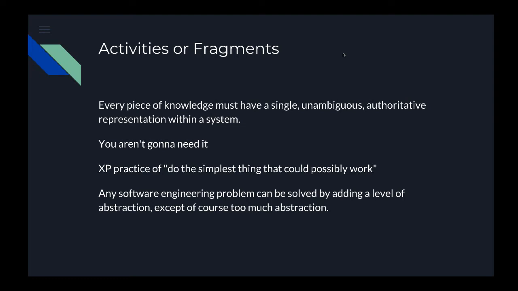So again, activities versus fragments. Every piece of knowledge must have a single, ubiquitous, authoritative representation within a system. I got this definition from somewhere. I probably should have cited it. Maybe I made it up. I don't remember. This is some old notes. But again, this is what we want our fragments to do. We want to have that Google Map functionality have a single, unambiguous, and authoritative representation within our system. So anytime we want a map, it's that fragment.